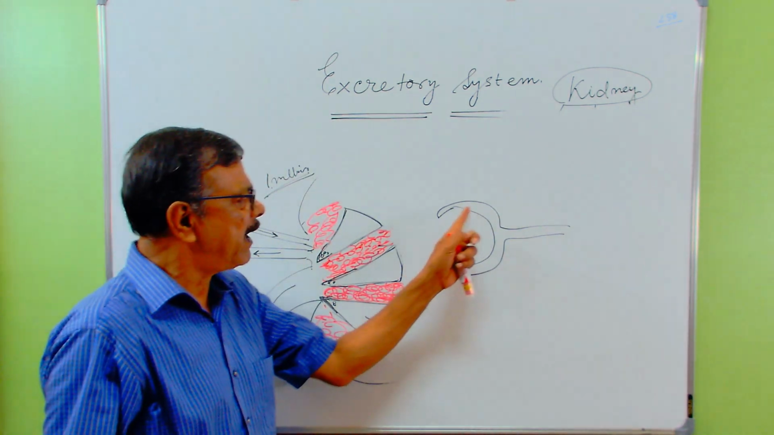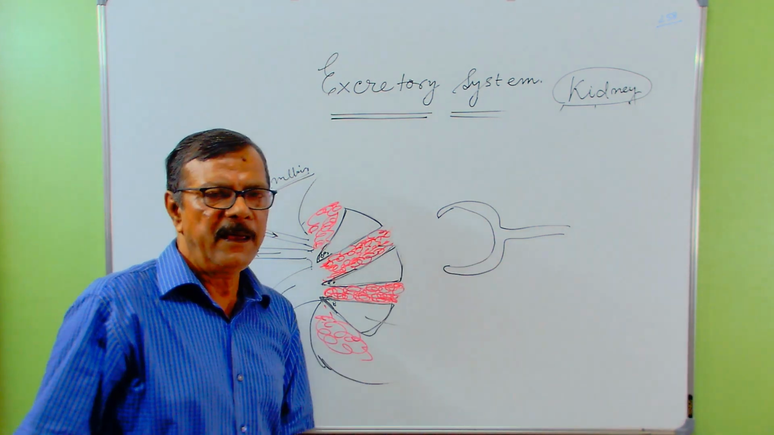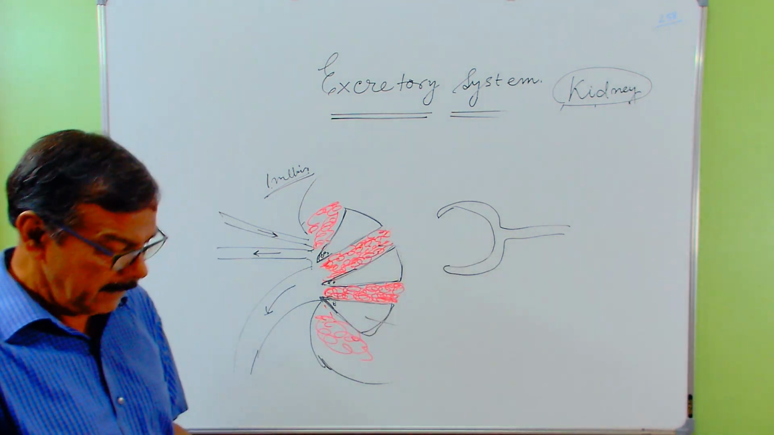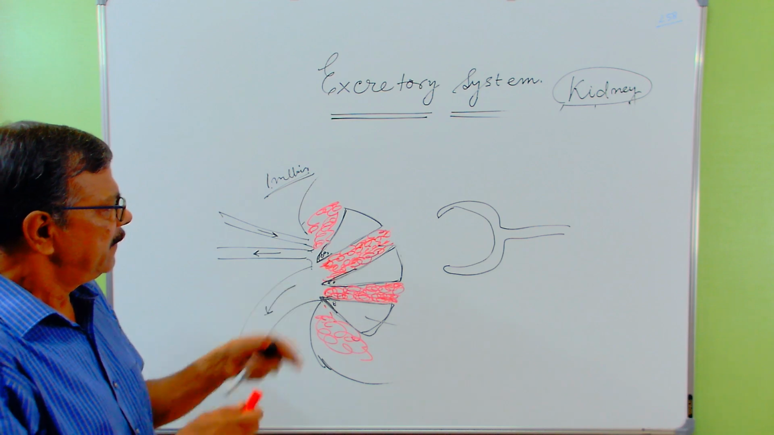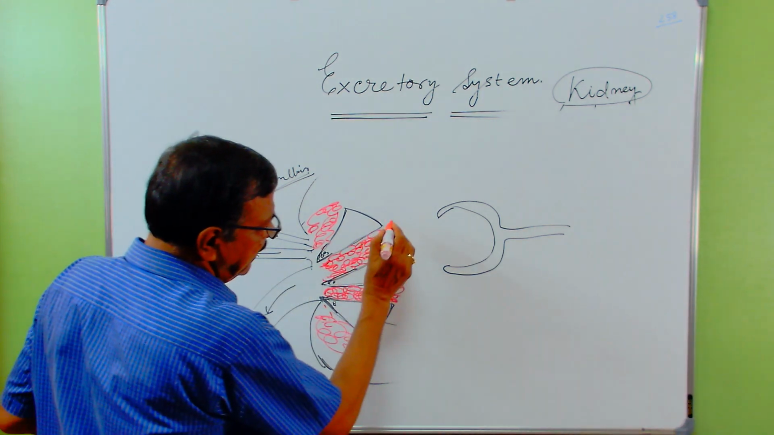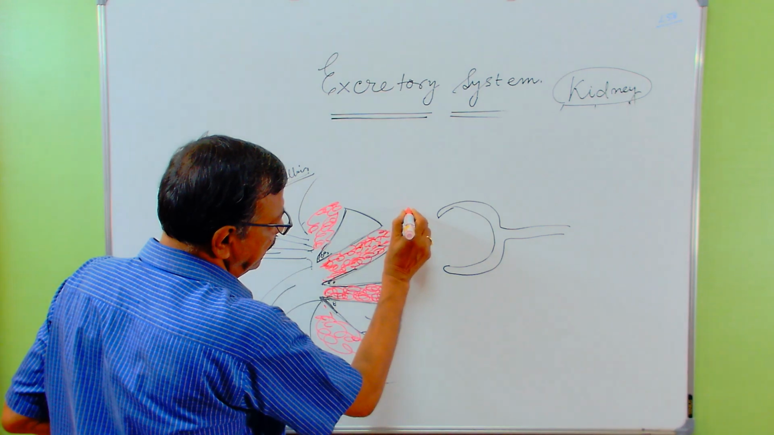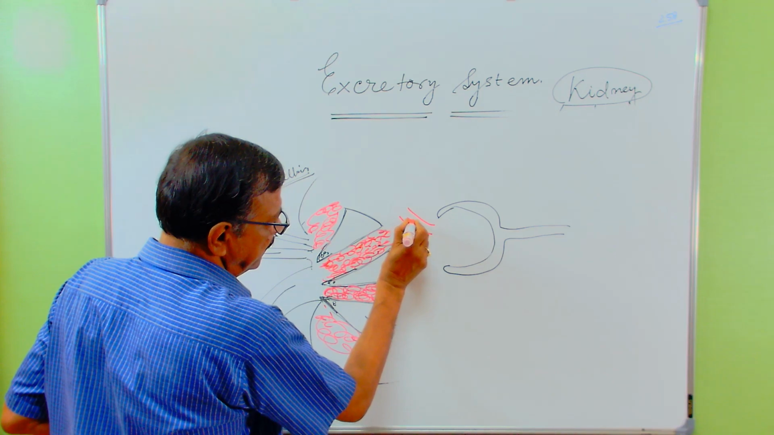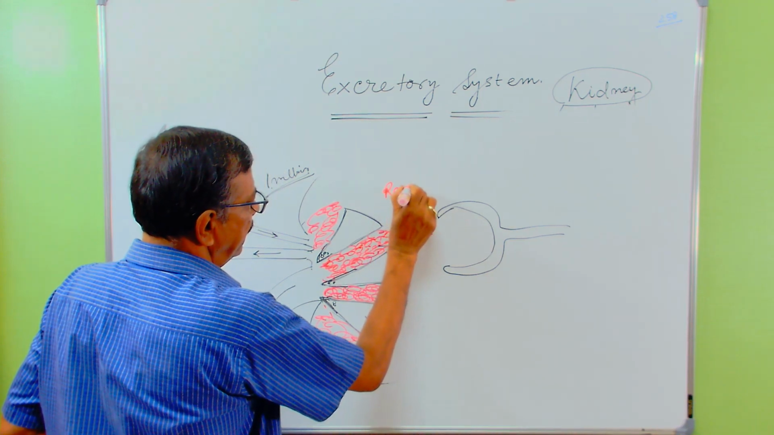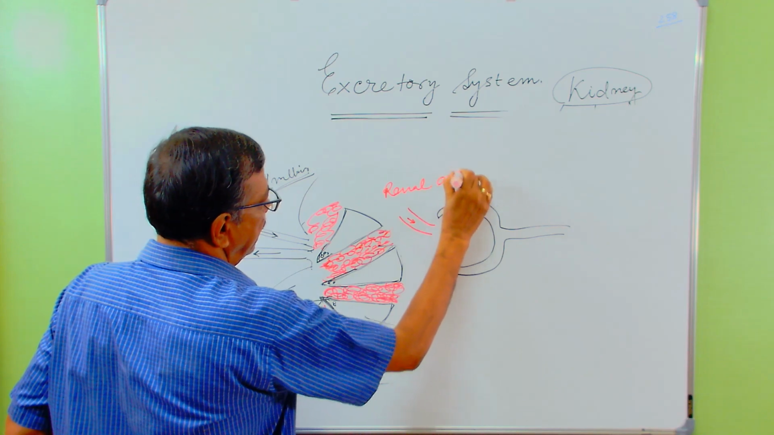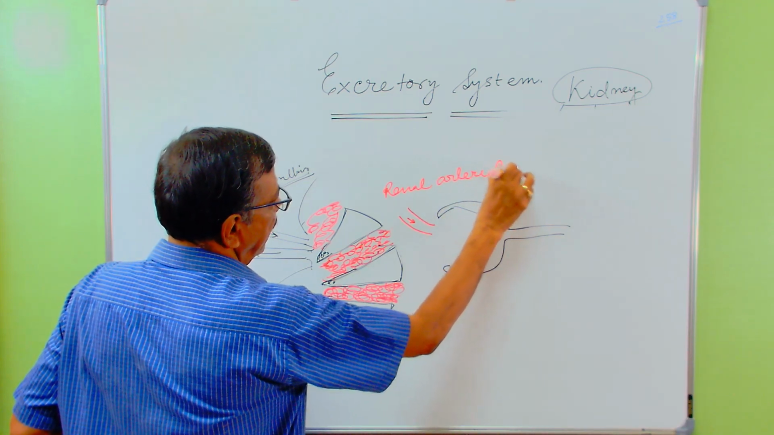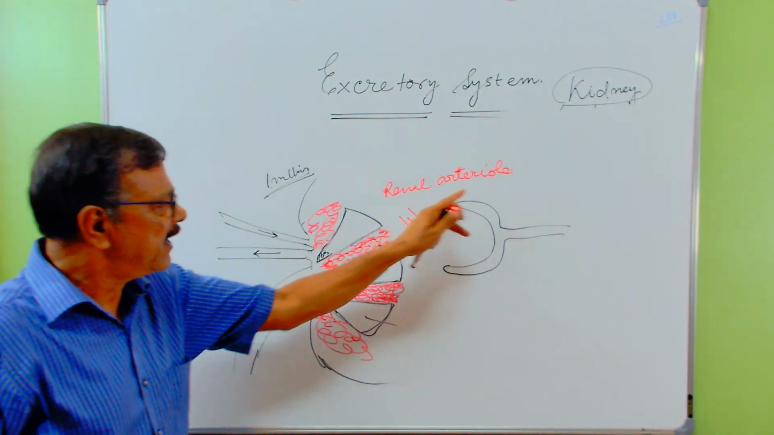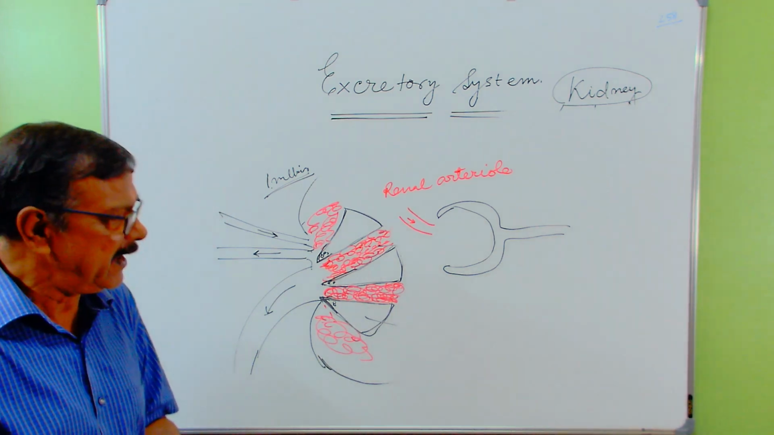Nephron starts with a blind area, like a capsule, in which the blood arteriole enters. The renal arteriole. From artery, then arteriole, then arterioles. The renal arteriole enters through this area.